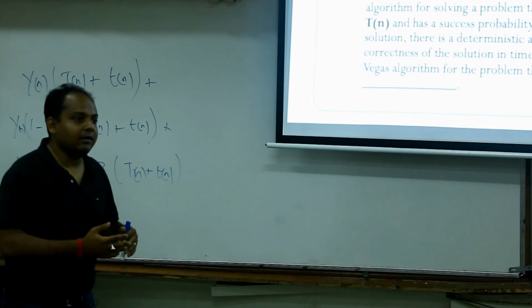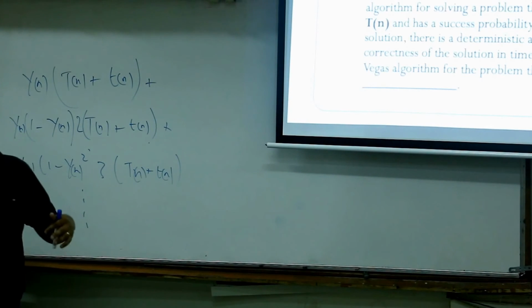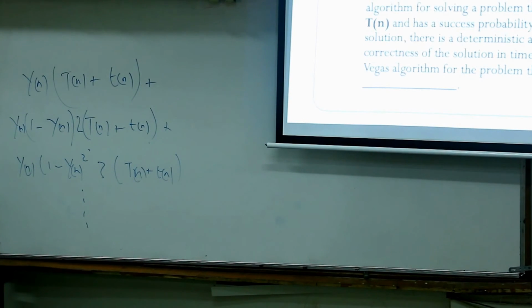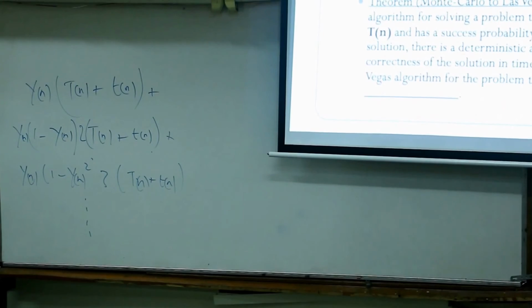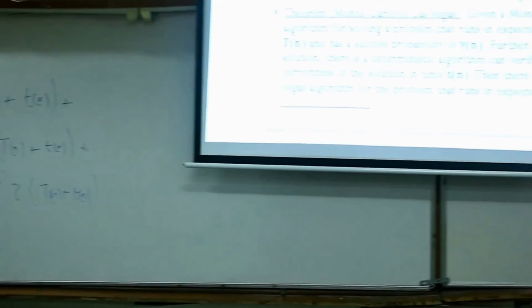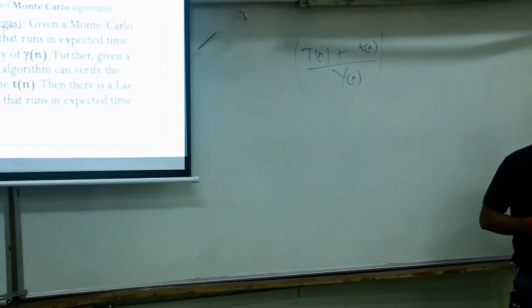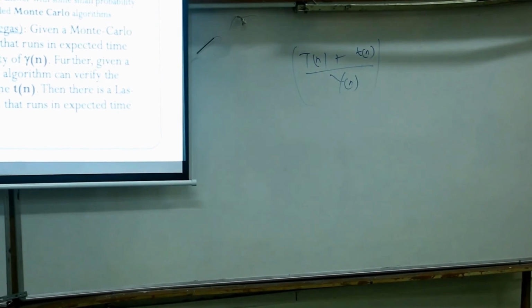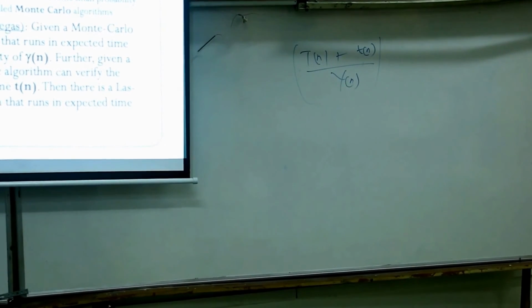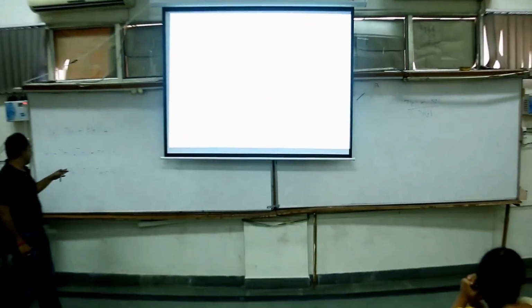Another way to think about it is how many times do you need to run this Monte Carlo algorithm, the expected number of times, before you get the correct answer? 1 upon gamma n, right? So the running time should be Tn plus Tn by gamma n. This is what you should expect to get. So now again a discrete math question. Can we solve this to get that expression? Sum of a GP when it comes.